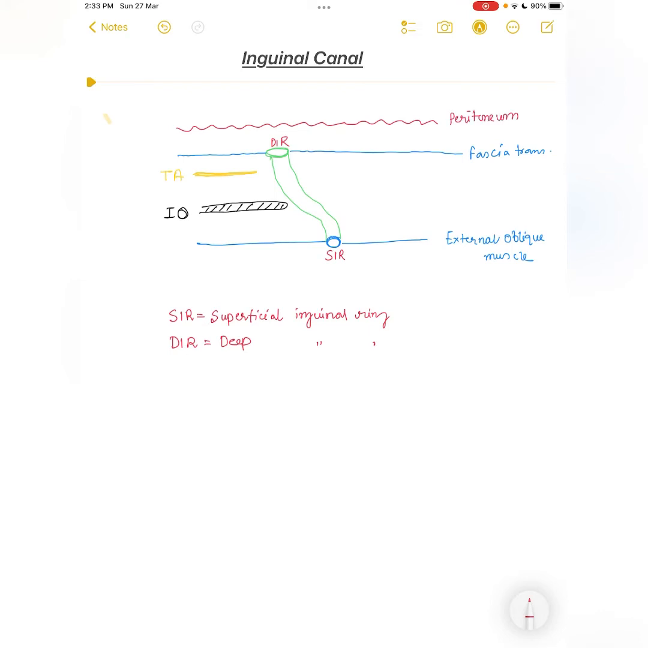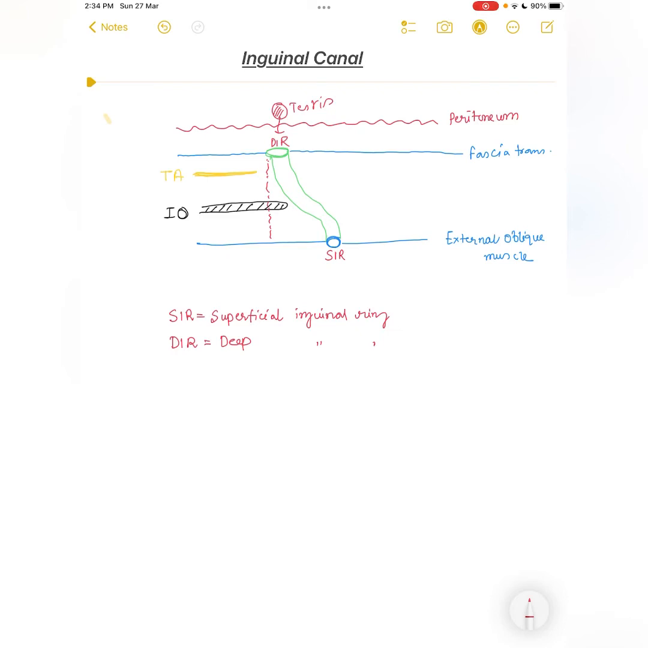And you know the testis, during its embryonic life, is above the deep inguinal ring. So during its descent from the lumbar region, suppose this is the testis, it comes through the peritoneum, then through the deep inguinal ring, so its coverings are acquired along with it. So we can easily see when you talk about its boundary, suppose we just make it like this.